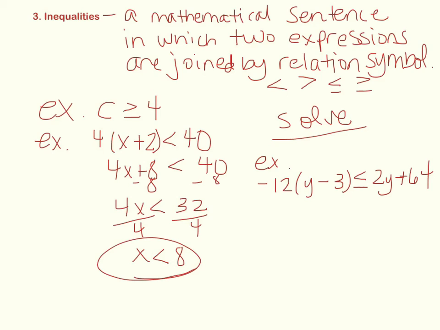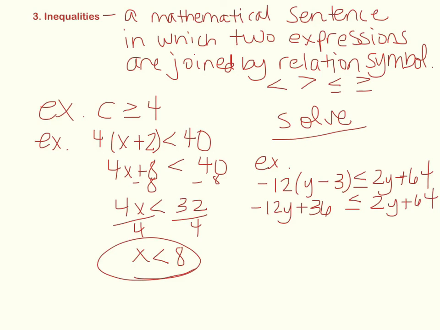All right, so you should have taken some time to solve that inequality. I'll go ahead and do it here so you can check. Distribute that negative 12. It's the first thing we want to do. Remember, keep following the rules of PEMDAS. Negative 12y plus 36 is less than or equal to 2y plus 64.